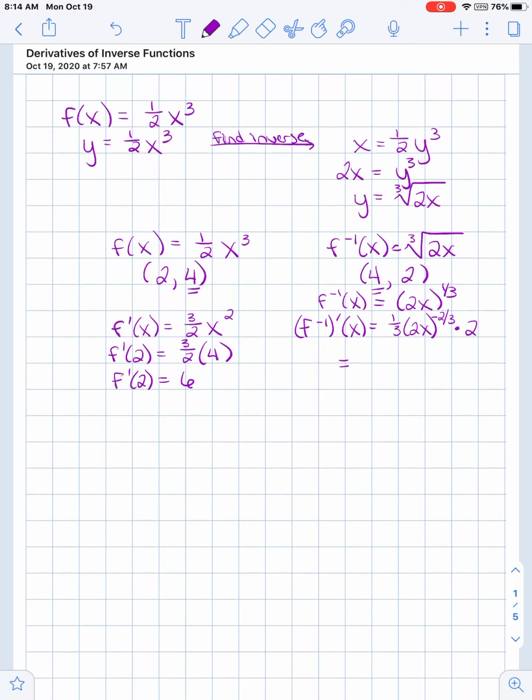So I'm going to rewrite this just a little bit larger. I can multiply this 1/3 times that 2. They're both to the first power, so I'm going to make this 2/3. And then for that exponent, I'm going to make that a positive exponent by writing it as 1 over 2x to the 2/3. Now that 2/3 power can be written a couple of different ways.